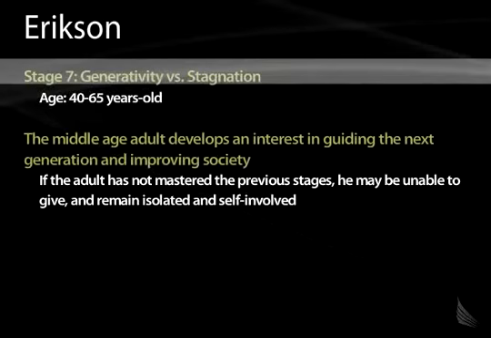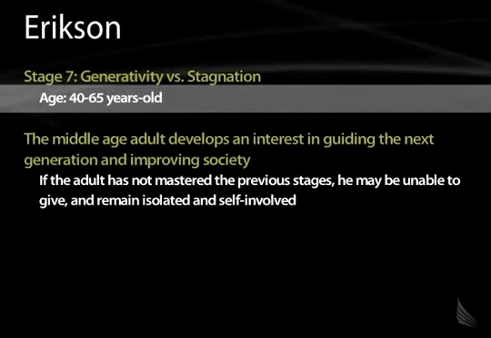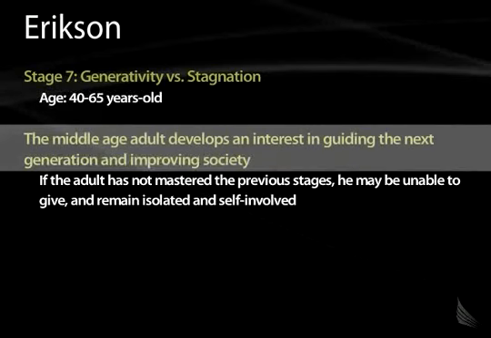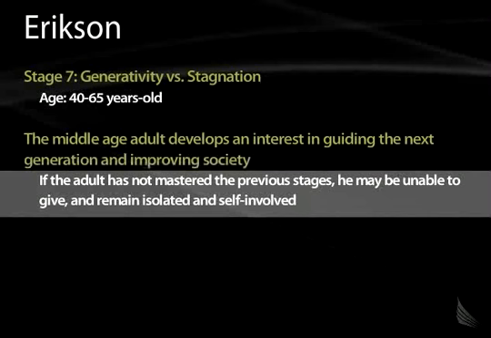Stage 7 is generativity versus stagnation, and this is from the ages of 40 to 65. If you think about those ages, generativity means being able to guide the next generation and improving society, teaching your children what you have learned thus far, helping out the community. That's where generativity is. And stagnation is that if the patient or the person has not mastered the previous stages, he's unable to give, he's isolated, self-involved.